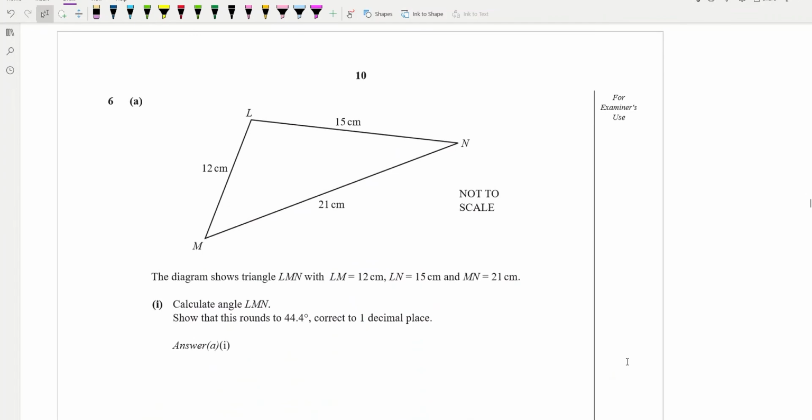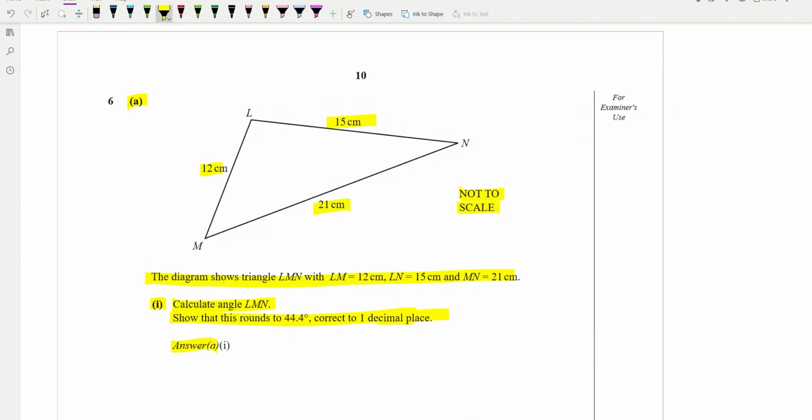Now question number 6. Question 6 says, if we go to part A, the diagram is not to scale. The diagram shows triangle LMN with LM as 12 centimeters, LN as 15 centimeters, MN as 21 centimeters. Part 1, calculate the angle LMN. Show that this rounds to 44.4, correct to one decimal place. So we have to provide the answer over here.